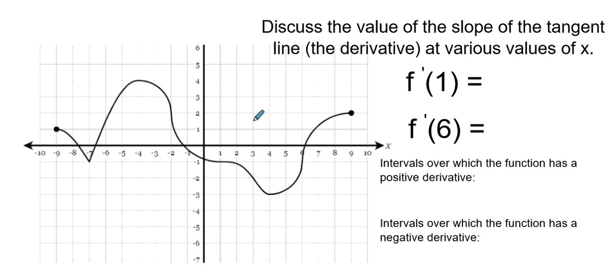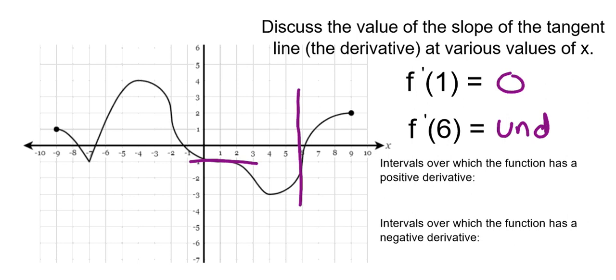All right, discuss the value of the slope of the tangent line at various points. Let's see what it wants us to do. The derivative at 1, well, we've got that horizontal, so that's 0. And then the derivative at 6, it looks like we've got that vertical line, and so that's undefined, right?